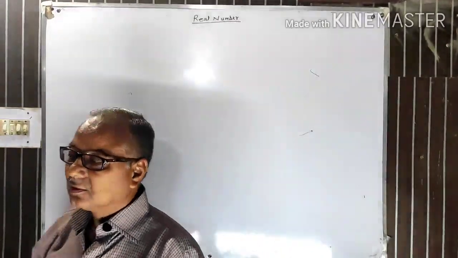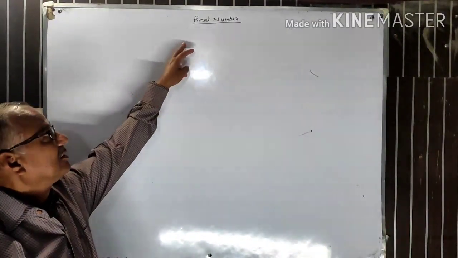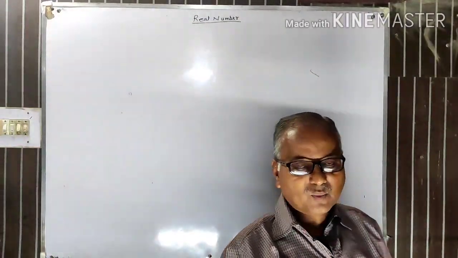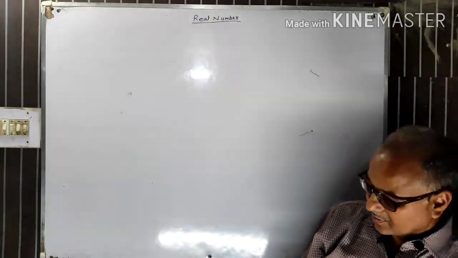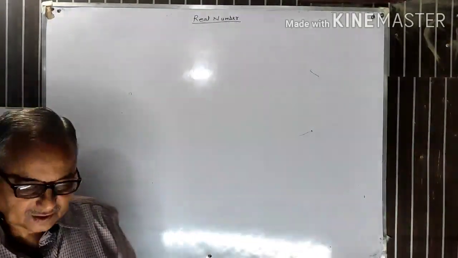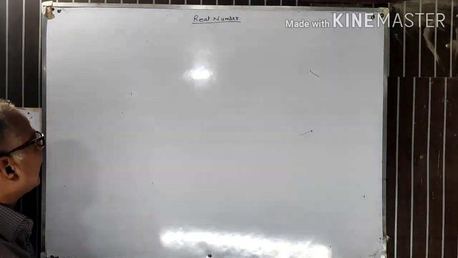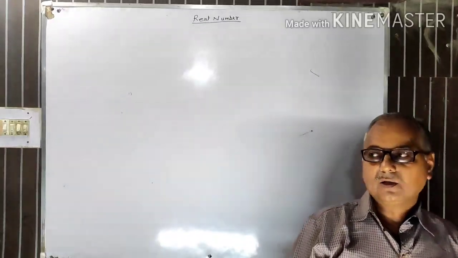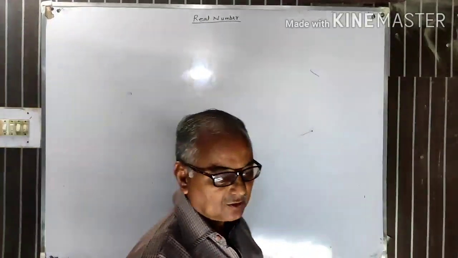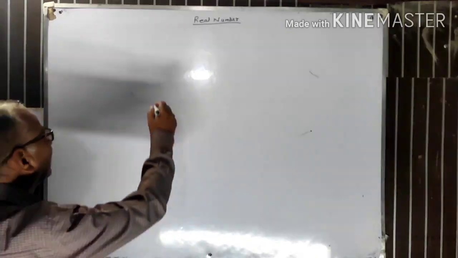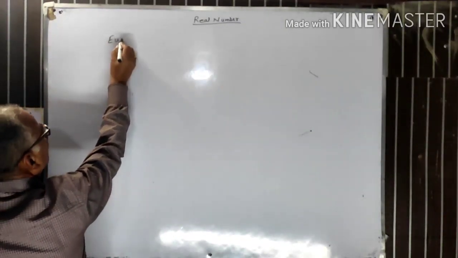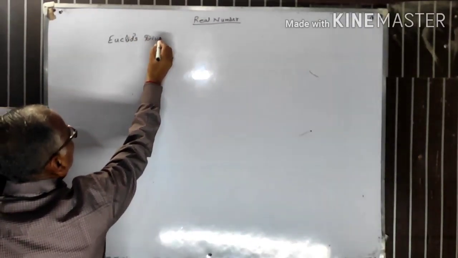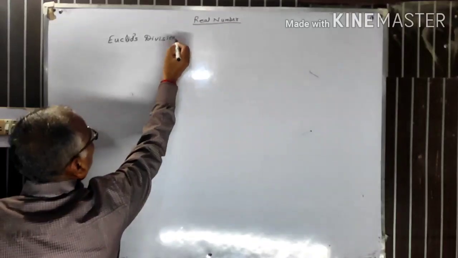We are starting chapter number 1, that is Real Numbers. All of you are well acquainted with the number system. In this Real Numbers chapter in 10th class, first comes Euclid's division lemma. We are studying the division of the real numbers. So in this, first comes Euclid's division lemma.